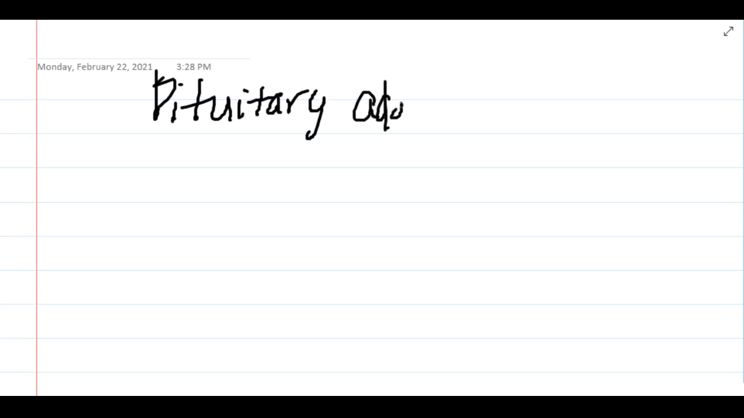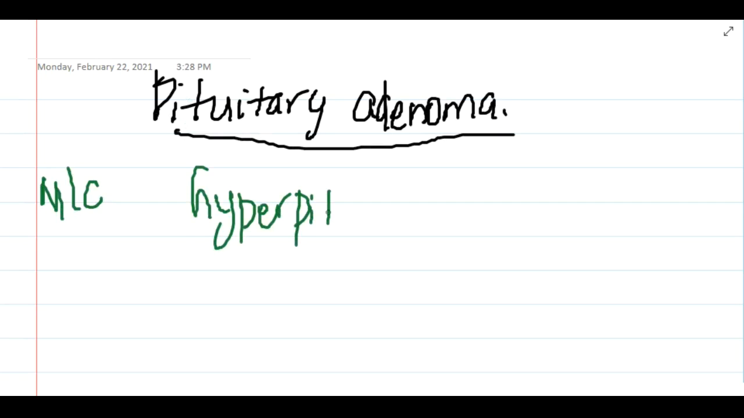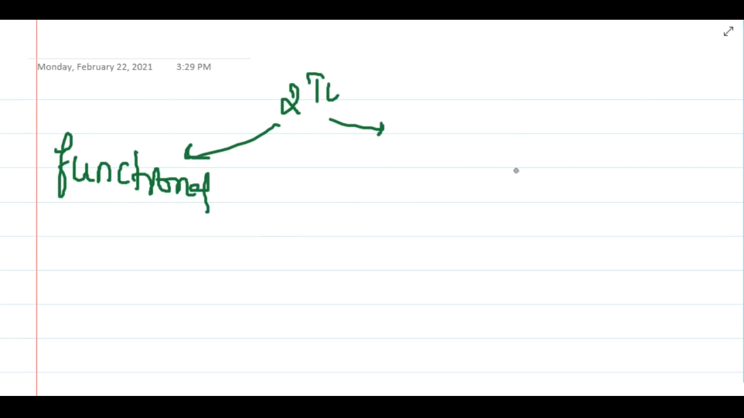Hello friends, let us now learn some important points about pituitary adenoma. The main origin of pituitary adenoma is the anterior pituitary. Pituitary adenoma is the most common cause of hyperpituitarism, right? This pituitary adenoma can be of two types. One, we have functional or secreting pituitary adenoma, whereas the second is non-functional pituitary adenoma.